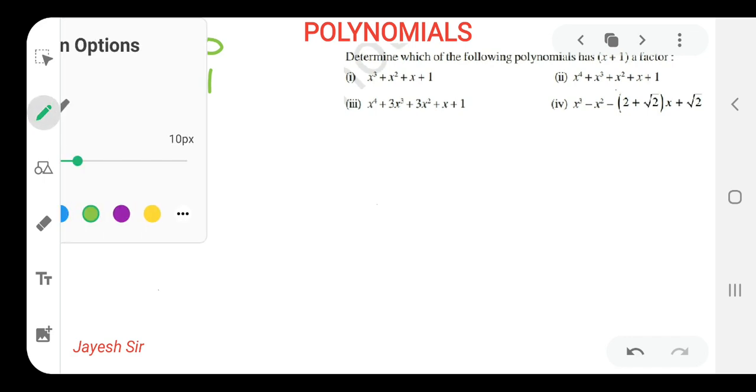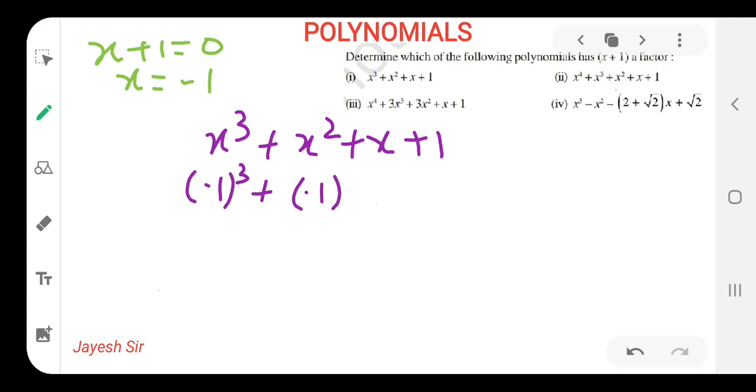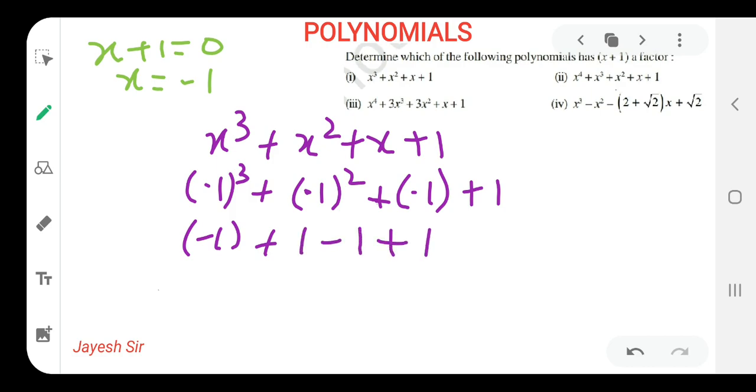Now what we are supposed to do, we have to just put the value of x is equals to minus 1 in our remaining four sums that are given to us. That is x cube plus x square plus x plus 1. This is our first sum. We have to put the value of x as minus 1. So let's put it, plus minus 1 plus 1 as it is. Now minus 1 cube, that means minus 1, minus 1 square, that means plus 1, and minus 1 plus minus 1 and plus 1 over here.